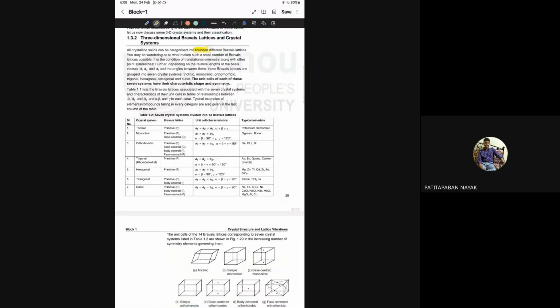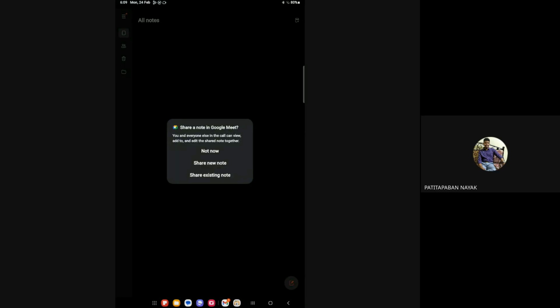Seven crystal systems. Number one is triclinic, next monoclinic, orthorhombic, trigonal or rhombohedral, hexagonal, tetragonal, and cubic. Okay, and then within those crystal systems, they have primitive, base-centered, face-centered, body-centered. So I'll discuss what we mean by base-centered, face-centered, body-centered. So let me come to the notes.